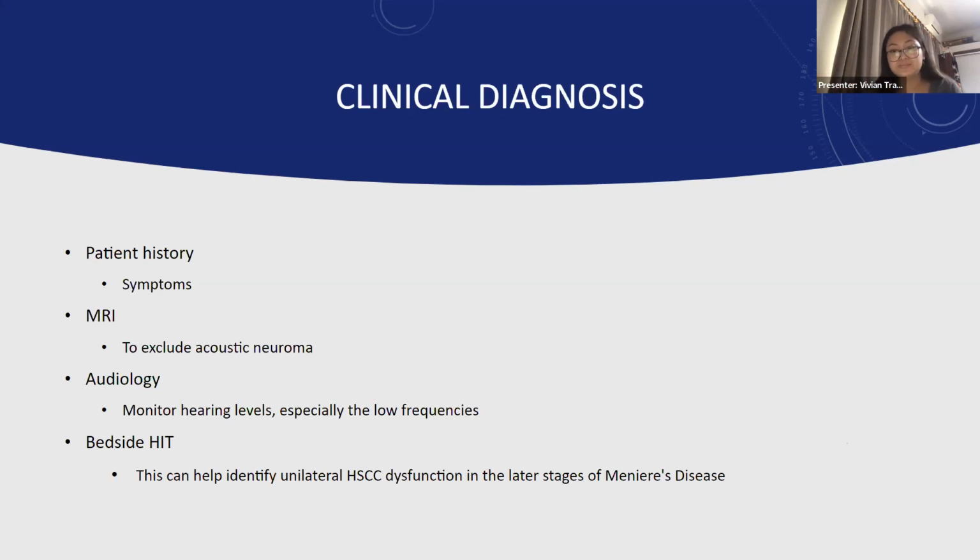So if a patient presents those symptoms, it's a red flag that it could be Meniere's. And if possible, we would also want to do an MRI to exclude acoustic neuroma, which has similar symptoms, but not exactly the same. We would also want to monitor their hearing levels, especially the low frequencies, because that's a common feature that we would see, the fluctuating of the hearing. And then there is also a test that we can do, which is called the bedside HIT. And this can help identify unilateral horizontal semicircular canal dysfunction, which occurs in the later stages of Meniere's.